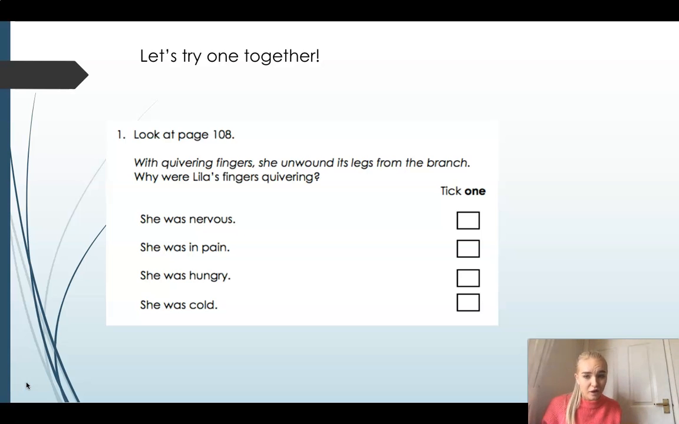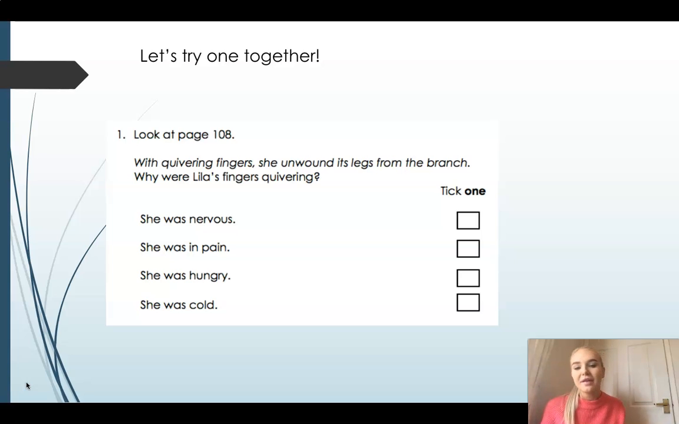Now, the first one is asking me to look at page 108, and I'm going to bear that in mind when I'm answering this question because that's going to help me retrieve the answer and infer what the question is asking me. Now, it says, "with quivering fingers, she unwound its legs from the branch." This sentence is in a different style of writing to any of the other words. Do you know what that means? Do you remember?